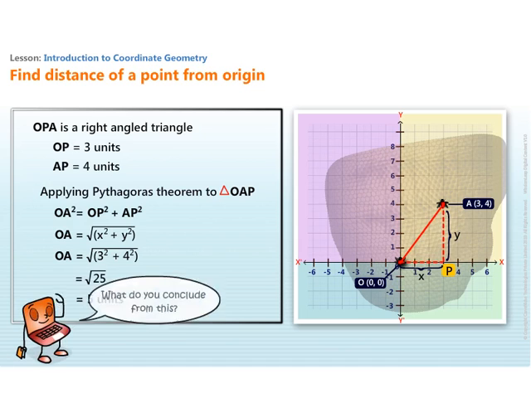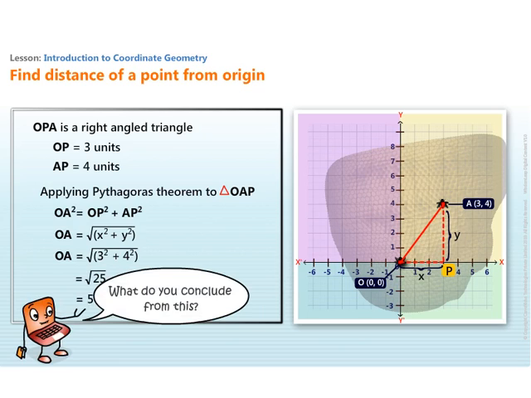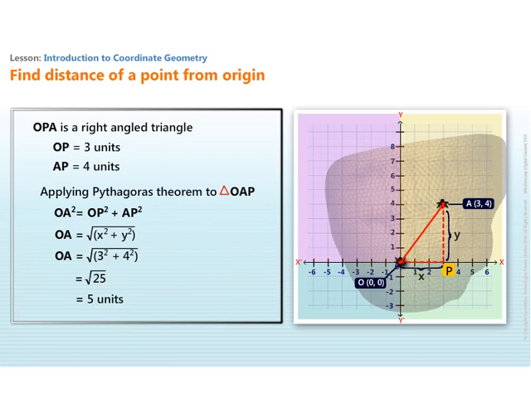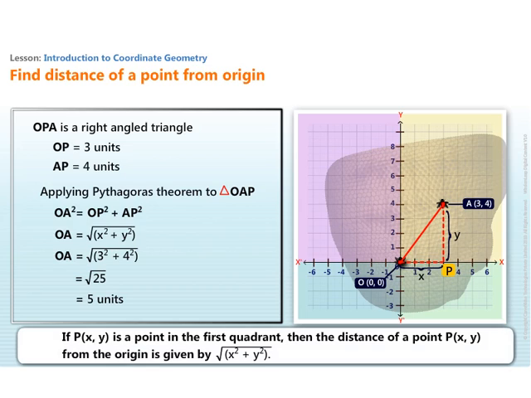What do you conclude from this? From this, we conclude that if P (x, y) is a point in the first quadrant, then the distance of point P (x, y) from the origin is given by the square root of x squared plus y squared.